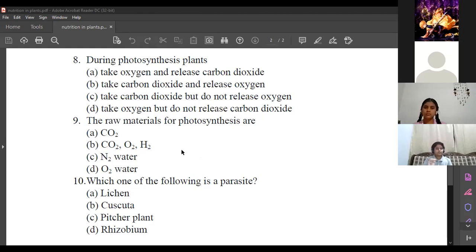Yes or no? Option D, sir, is wrong. O2 is not the raw material for photosynthesis; CO2 is the raw material. So that option is wrong. What about C? N2 is also not at all required for the photosynthesis process. So it is also wrong.